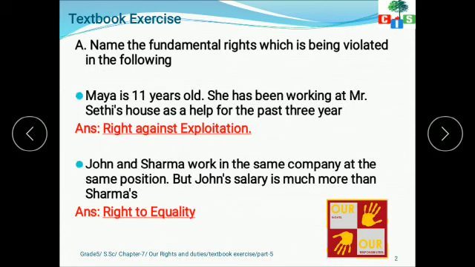The first is Maya is 11 years old. She has been working at Mr. Sethi's house as a help for the past 3 years. So here which right is being violated? That is right against exploitation. Now after that, the second is John and Sharma work in the same company at the same position, but John's salary is much more than Sharma's. So here which right is violated? That is right to equality.